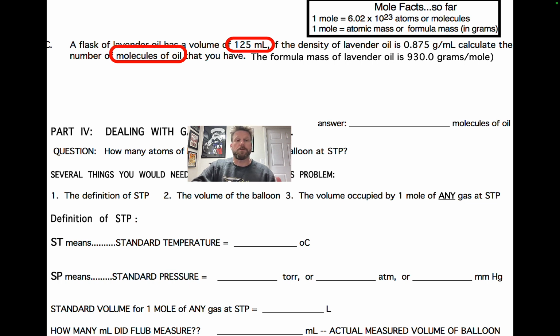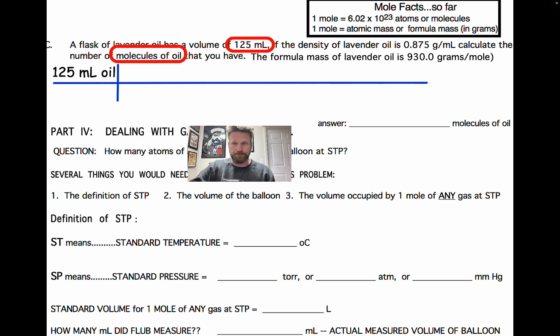Let's get started. Place 125 milliliters of lavender oil in your train track and then make a nice long one. Here's what we are going to do. We will use the density to convert from milliliters to grams, then use the molar mass to convert from grams to moles, and then finally use Avogadro's number to convert from moles to molecules. The density of lavender oil is 0.875 grams per milliliter. Milliliters need to cancel, so 1 milliliter will go on the bottom of the train track, which means 0.875 grams of lavender oil goes in the top. Doing this causes the milliliters of lavender oil to cancel.